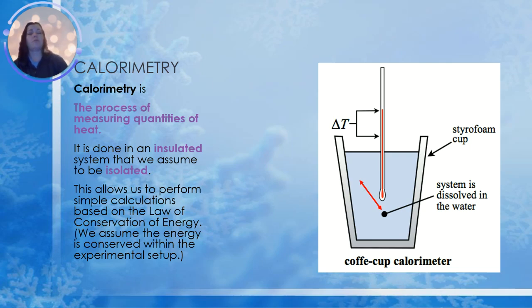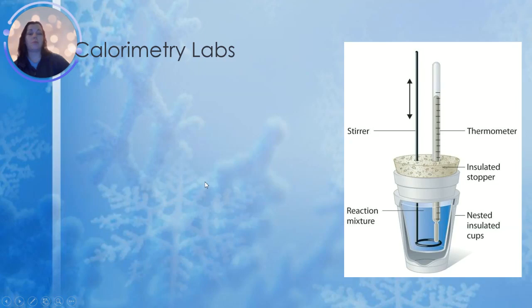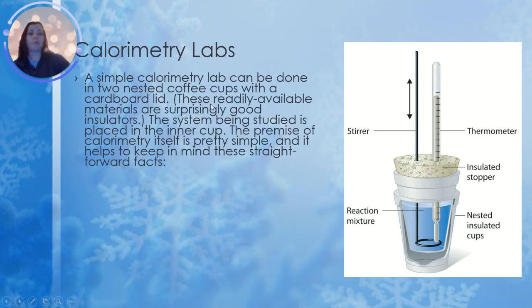Bomb calorimetry is very well insulated, and therefore it is very, very close to an isolated system. And so you can get very precise energy measurements in that way. So in this case, heat is lost or gained by the system and then transferred to the water, which is considered to be the surroundings. So the calorimetry lab, a simple lab, can be done in 2 nested coffee cups with a cardboard lid. These readily available materials are actually surprisingly good insulators.